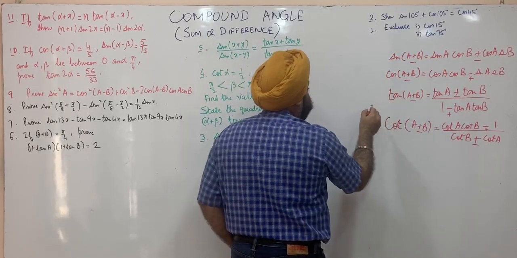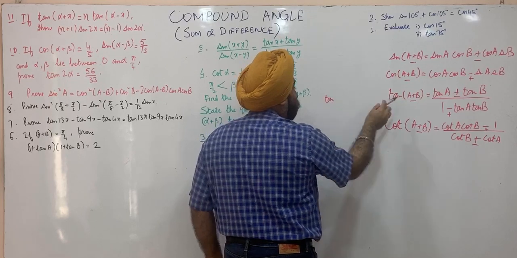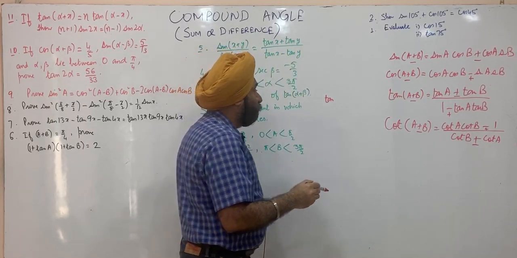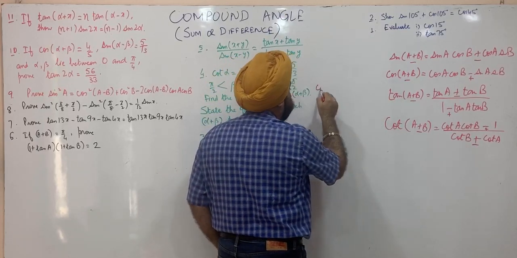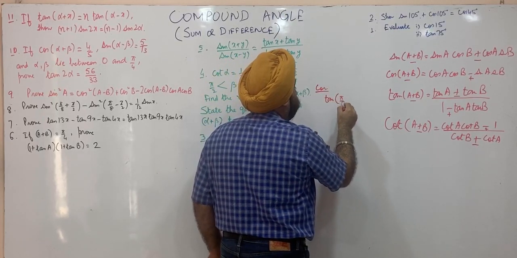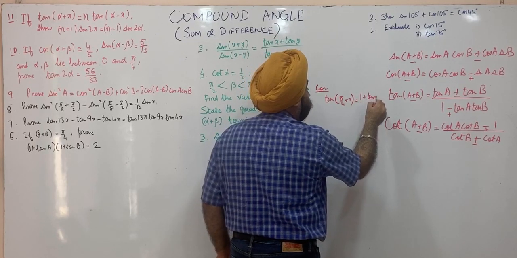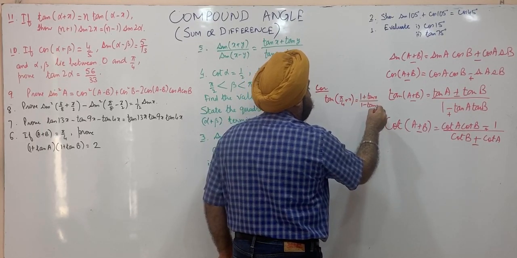This result has an important corollary. If the first angle is pi by 4, that's 45 degrees, tan 45 is 1. So this changes to tan(pi by 4 plus x). This can be written as (1 plus tan x) upon (1 minus tan x).